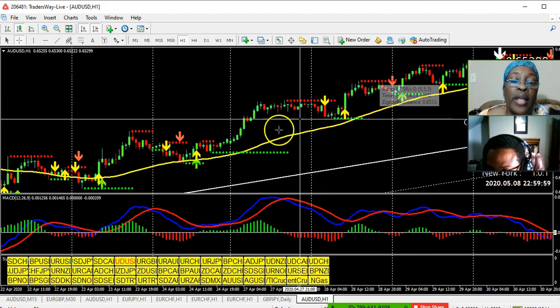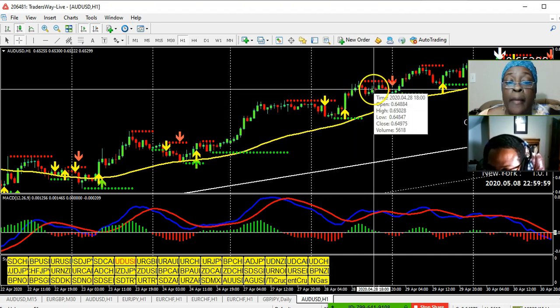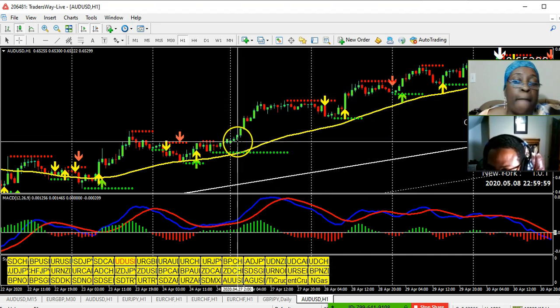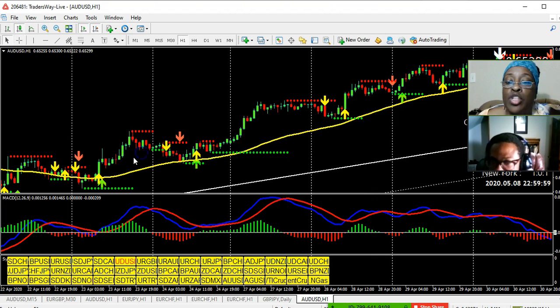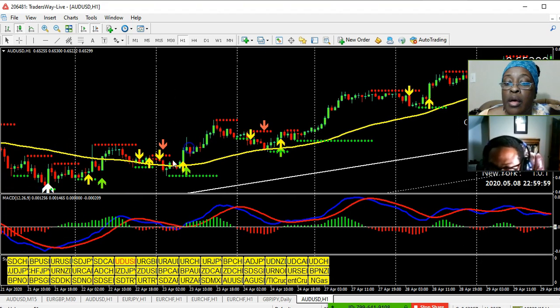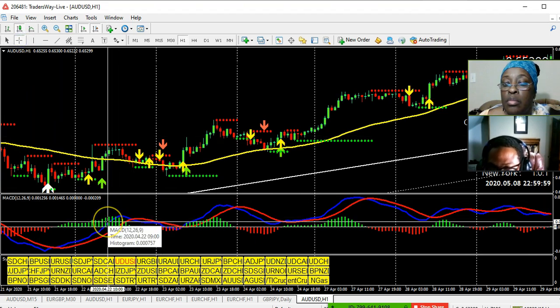So at this point, if you rolled this trade, you would have been in a risk-free trade from this point, really.